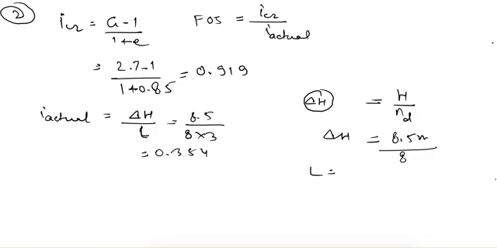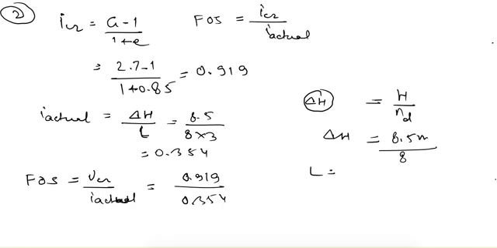So the actual hydraulic gradient will be 8.5 by 8 into 3, which comes out to be 0.354. Factor of safety is equal to i critical divided by i actual, which is 0.919 divided by 0.354. It comes out to be 2.59, that is approximately 2.60. This is the factor of safety.